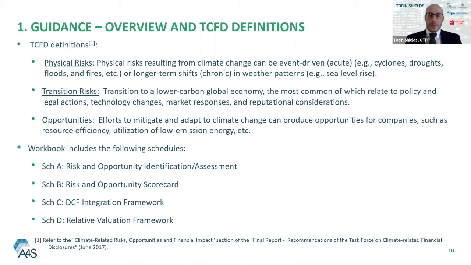Physical risks are those resulting from climate change that can be either event-driven, such as acute events like an increased severity of extreme weather events, cyclones, droughts, floods, and fires. These can also relate to longer-term shifts, which are referred to as chronic. Things like changes in precipitation and temperature or increased variability in weather patterns, such as sea level rise.